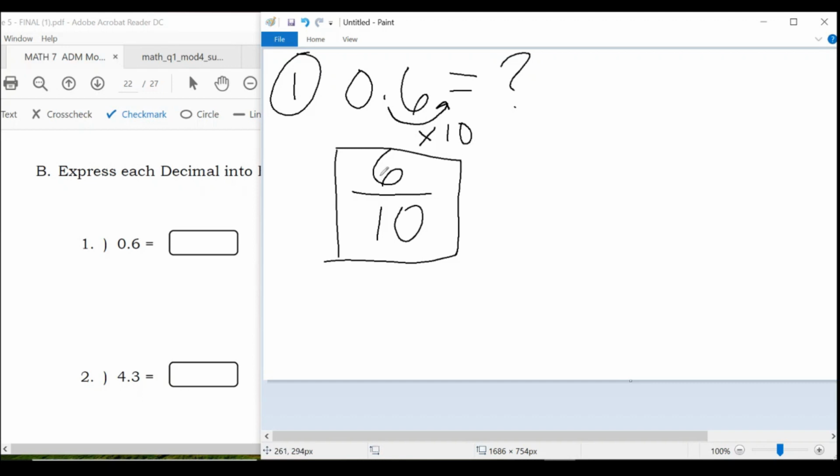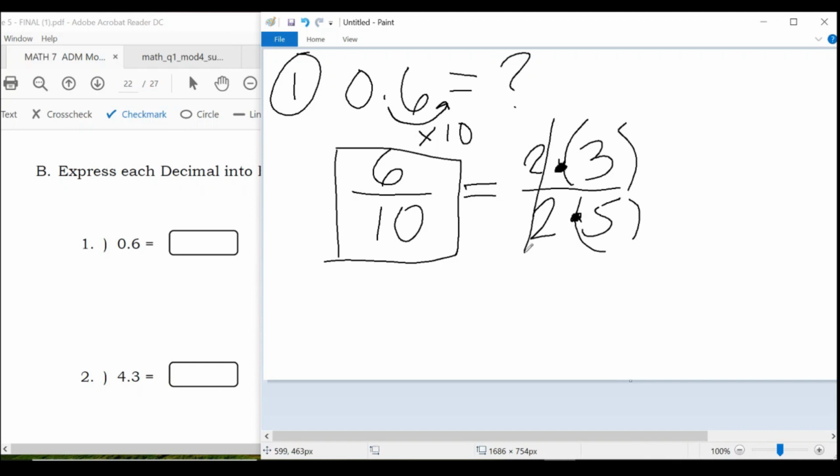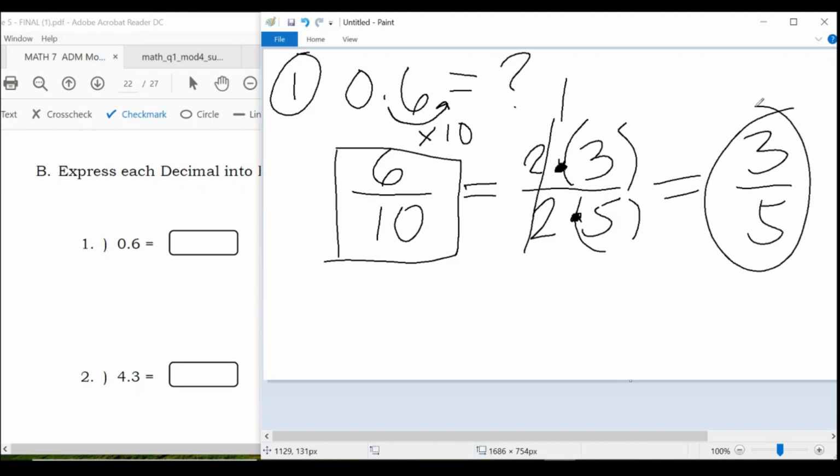No? Reverse, times 10. Kaya yan siya, 6/10. So, yan na ba yung final answer natin? Hindi pa, kasi pwede pa yang i-express to simplest form. So, si 6, kung i-divide natin by 2, that's 2 times 3. Si 10 naman is 2 times 5. So, 2 divided by 2, that is 1. So, yung final answer natin is 3/5 for number 1. Okay, nakuha?